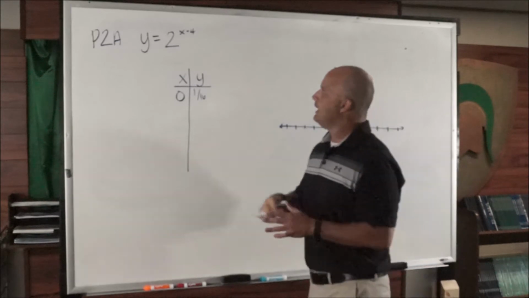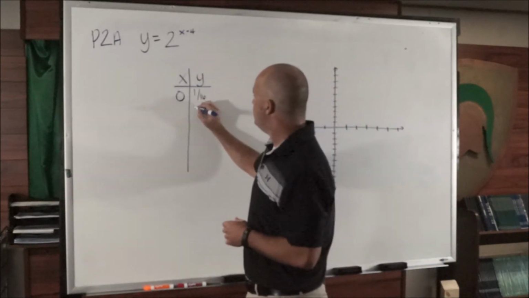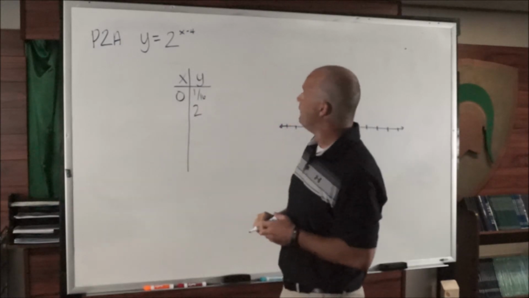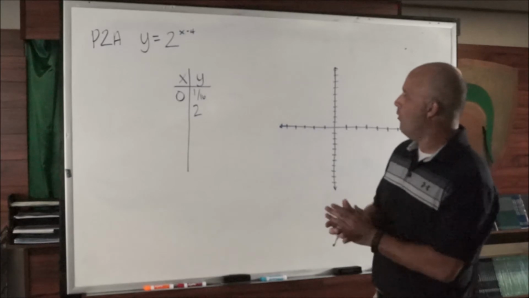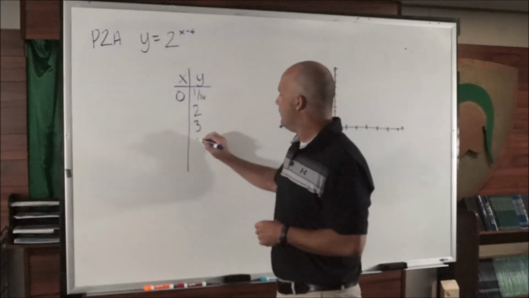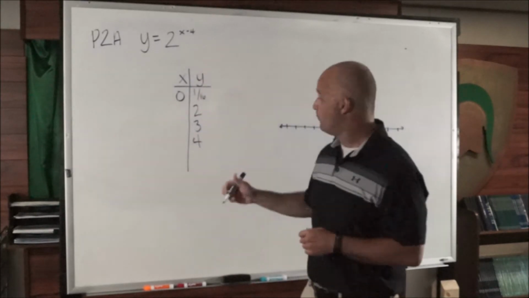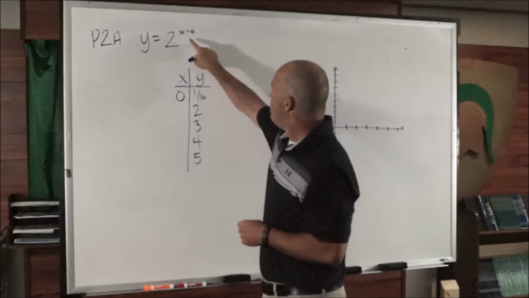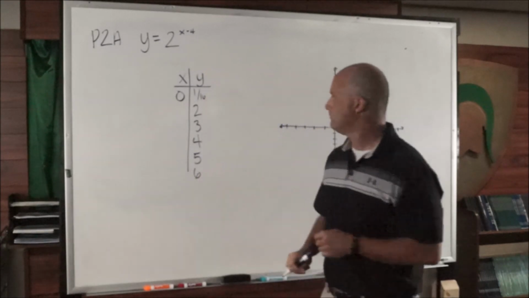So if I want to get -2 here, then I'm going to put in a 2. If I want to get -1, then I'm going to put in a 3. If I want to get 0, I'm going to put in a 4. If I want to get 1 for the exponent, I'm going to put in 5. And if I want to get 2 for the exponent, I'm going to put in 6.